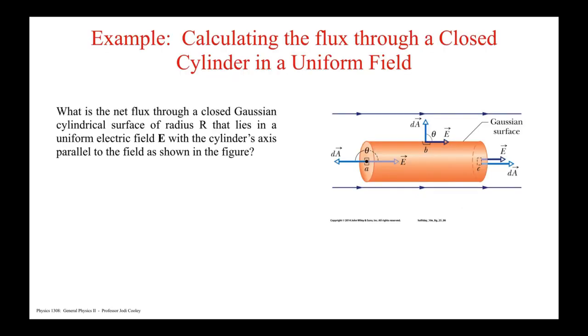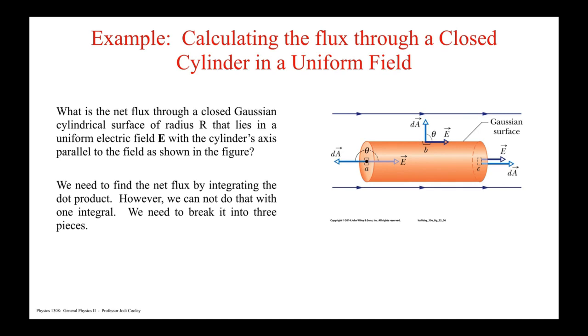So let's take an example. Let's calculate the flux through a closed cylinder in a uniform field. What is the net flux through a closed Gaussian cylindrical surface of radius r that lies in a uniform electric field E with a cylinder's axis parallel to the field as shown in this figure?